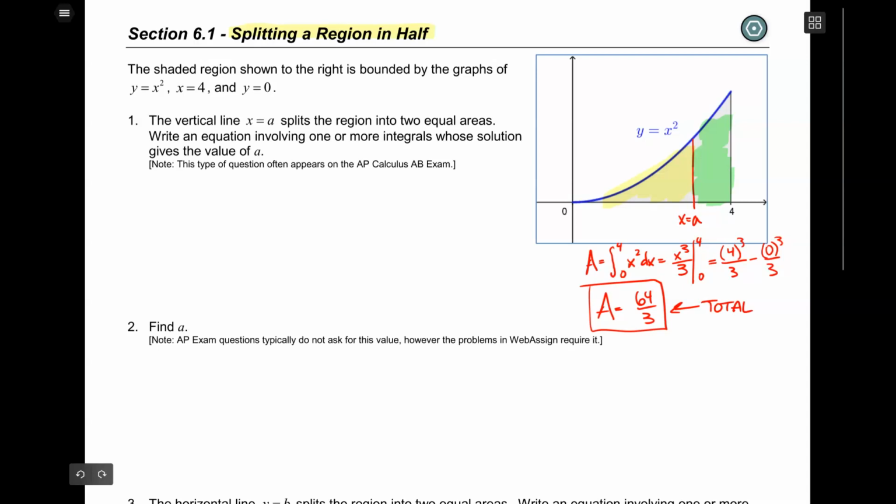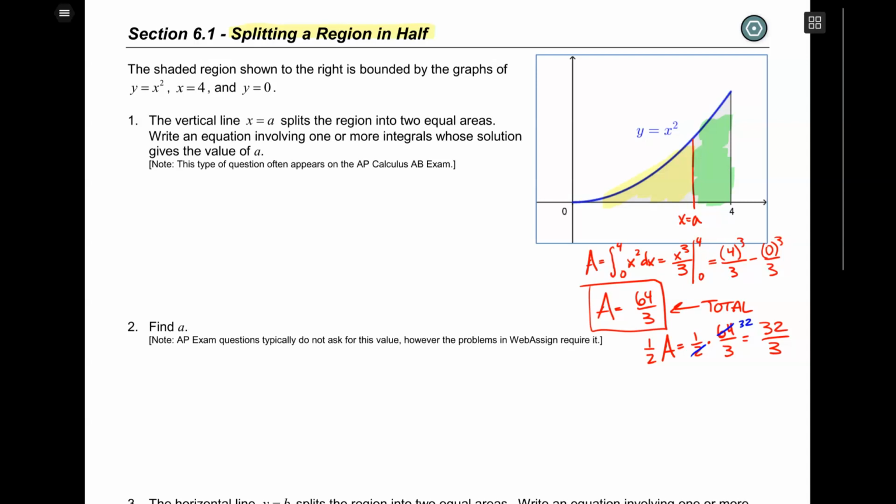So let's talk about what half of that is. One half of that area is one half of 64 over 3. Let's do a little quick mental math here. That's going to be 32 over 3. So that's half of the original shaded area, and I have to find that vertical position, x equals a, that splits the region in half.